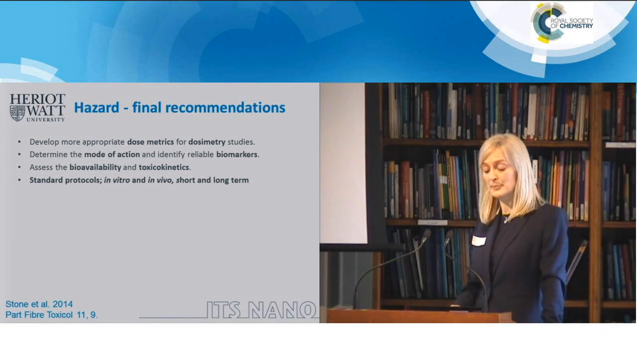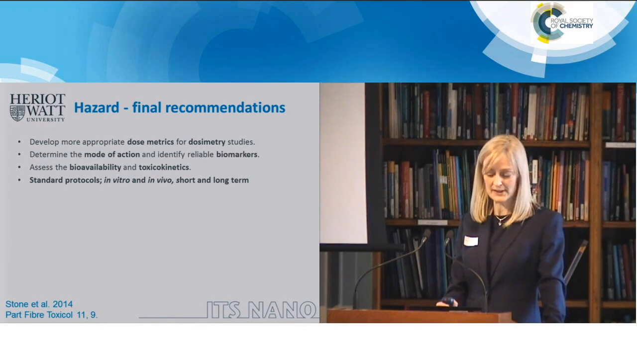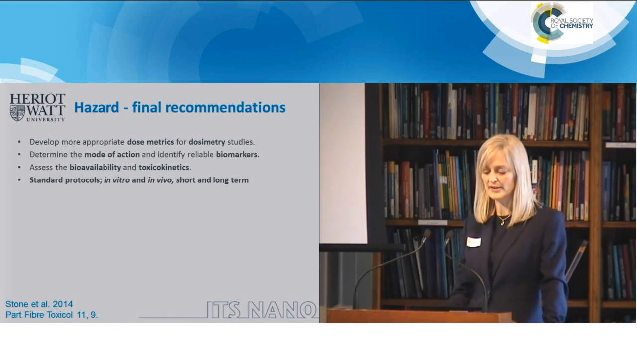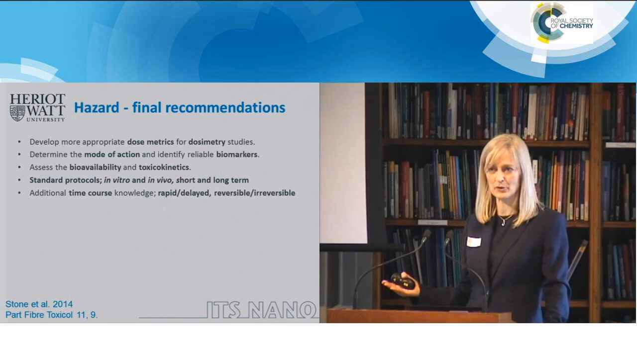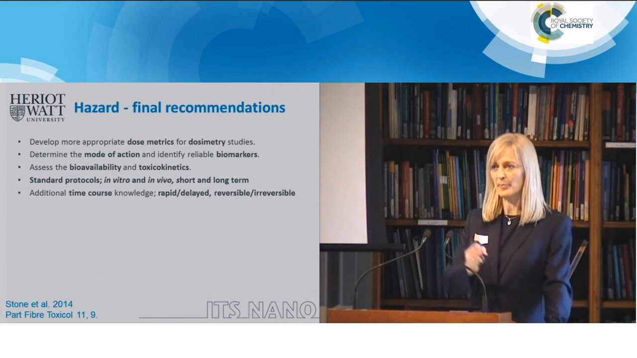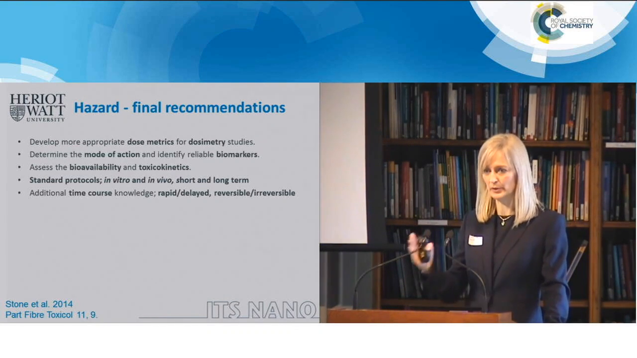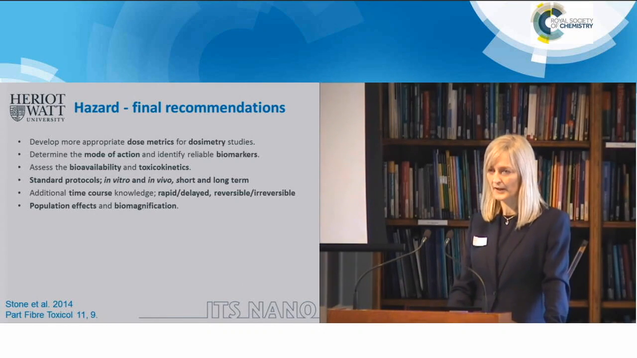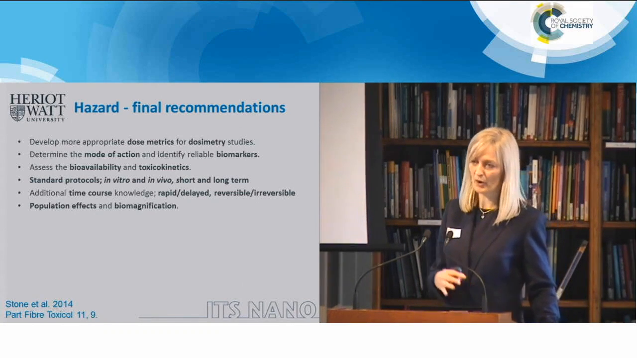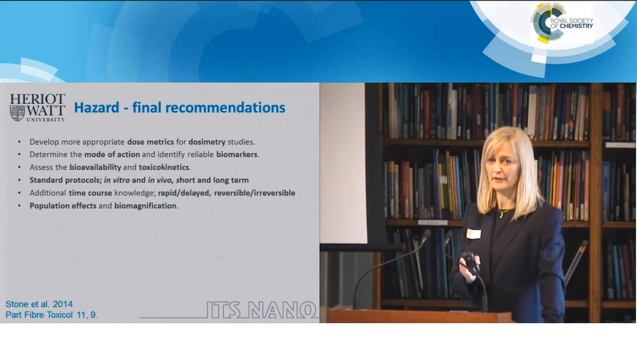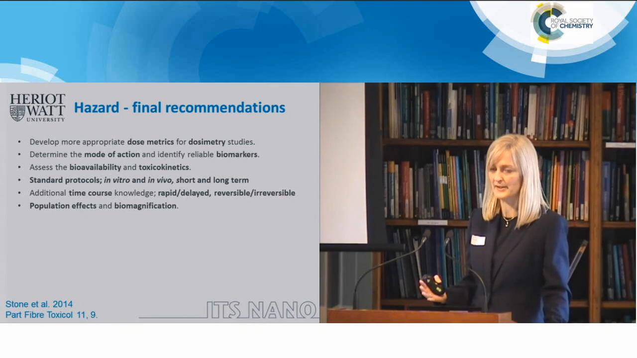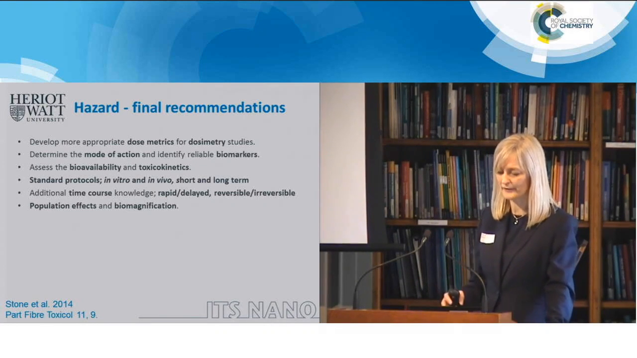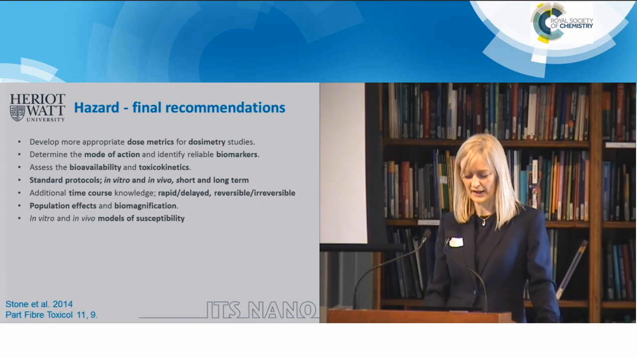We need standardized protocols using alternatives to animals, using animal models. We need short-term effects and long-term effects. And with those longer-term effects, we need to understand the time course of the effects. Are the effects rapid? Are they delayed? Are they reversible? Are they irreversible? For the environment, we need to understand population effects, so not just how it affects an individual, but how it can affect the survival of a population of organisms. And is there potential for biomagnification, for example, along a food chain?